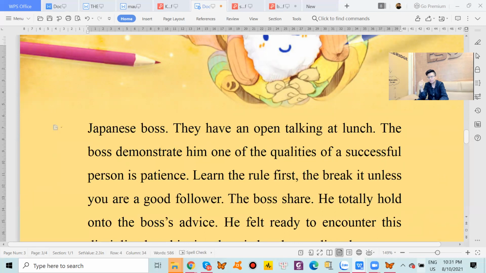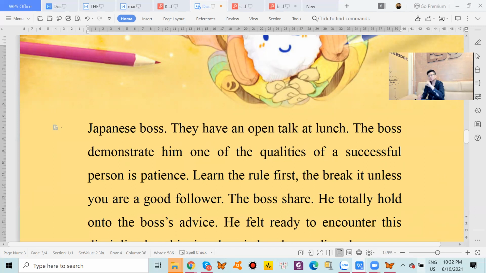During the time of your dialogue, right here, they have an open talk. Talk can be used as an action verb in English, and it also can be used as a noun. They have an open talk at lunch.